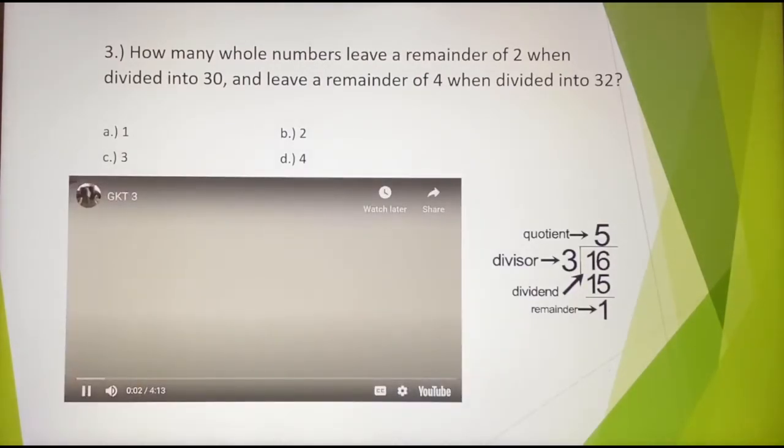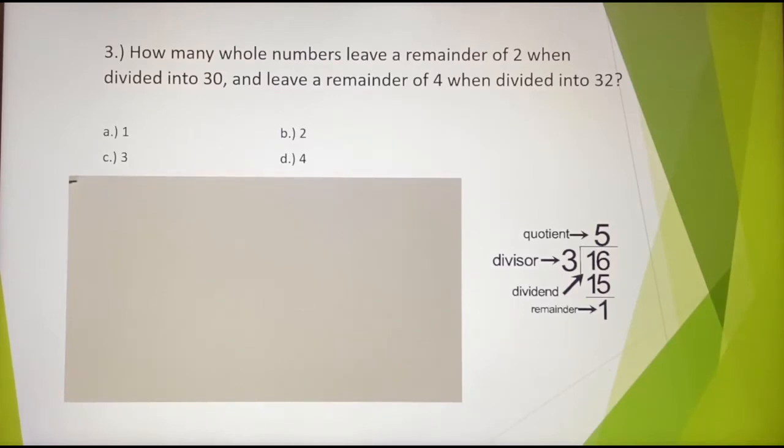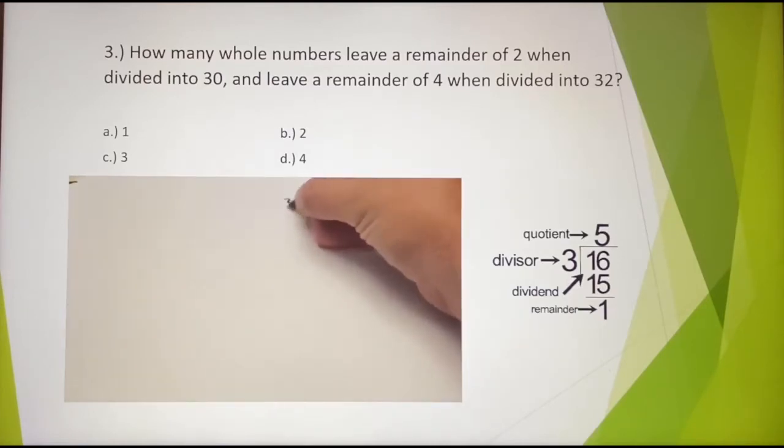How many whole numbers leave a remainder of 2 when divided into 30 and leave a remainder of 4 when divided into 32? First we need to recall a little bit of basic arithmetic and think of how we do long division. There is a little reminder of how that works in the PowerPoint presentation. We get our remainders from subtracting. So we want to think of a number we could subtract from 30 that would leave 2. And clearly that would be 28.